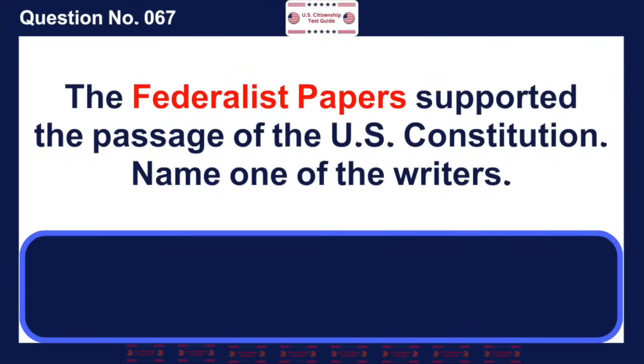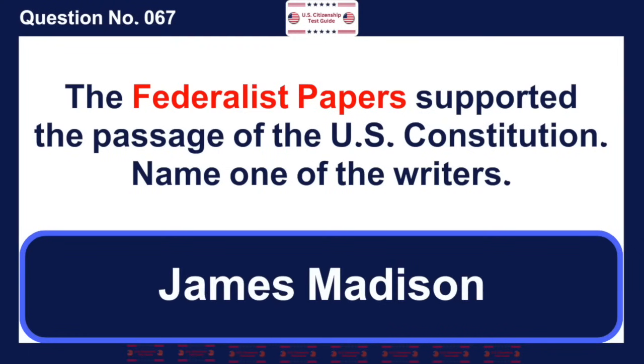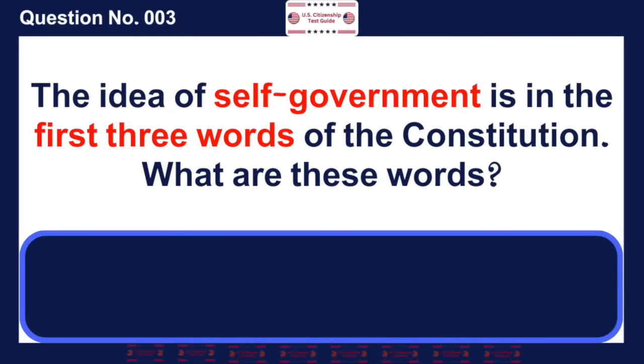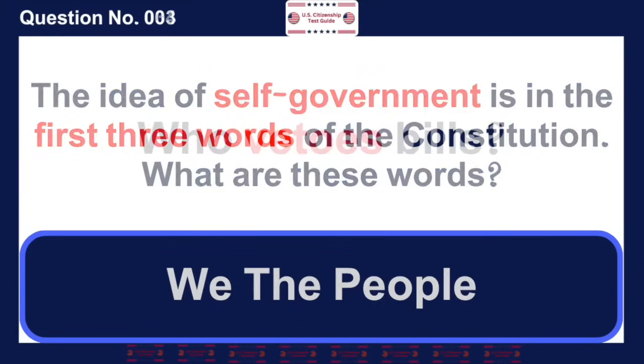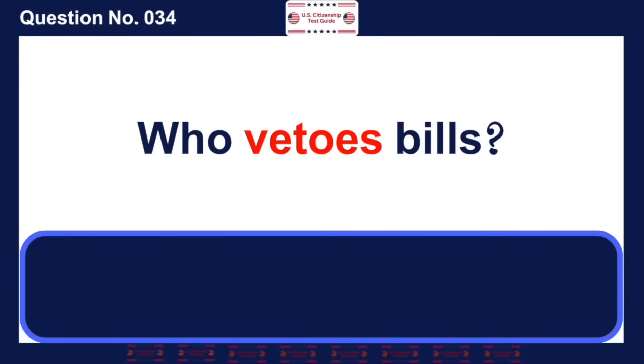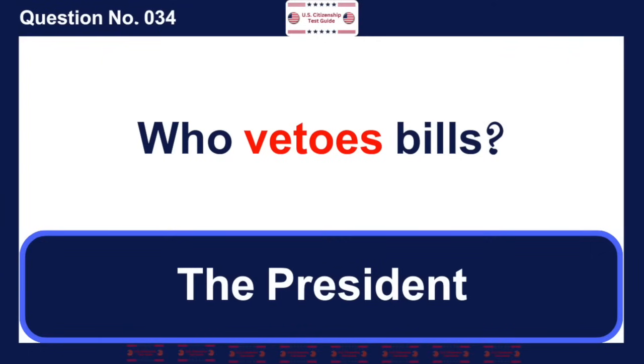The Federalist Papers supported the passage of the U.S. Constitution. Name one of the writers. James Madison. The idea of self-government is in the first 3 words of the Constitution. What are these words? We the people. Who vetoes bills? The President.